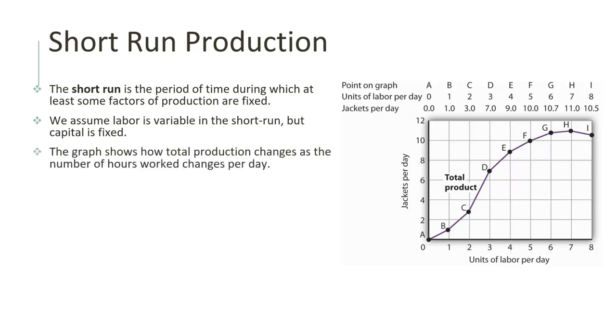And so this graph, this is from your book, it shows how total production changes as the number of hours worked changes per day, or possibly the number of workers changes. So it says units of labor per day. Economics tries to be very general, really generic. It'll say units of work, widgets, which is just a nonsense product. And so here it could be number of hours, it could be number of people per day. Your book might say workers per day.